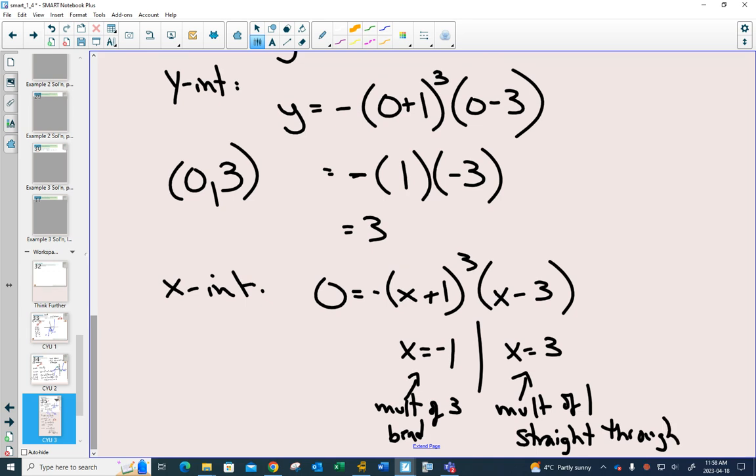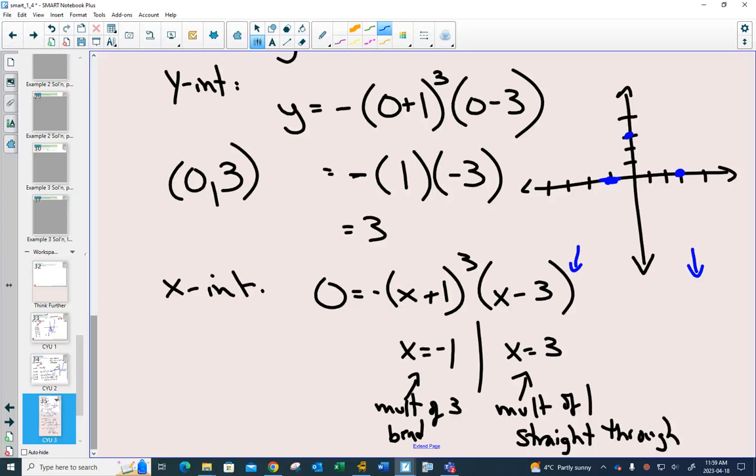So we have enough information to draw our graph. We can plot our points. We have x-intercepts at negative 1 and at 3, and a y-intercept at 3. The end behavior says it's going down here and down there. And at the multiplicity, at negative 1, you need a bend, or it needs to flatten out. So again, sometimes what's helpful is drawing a little flat line right there.